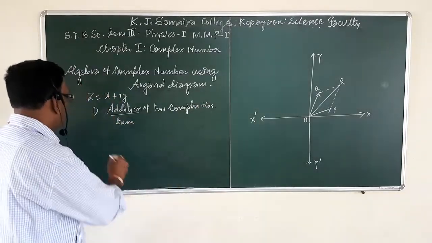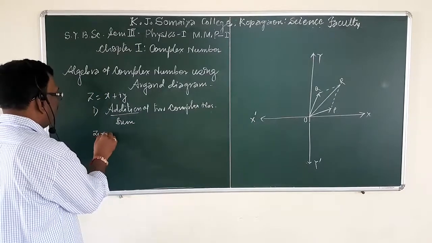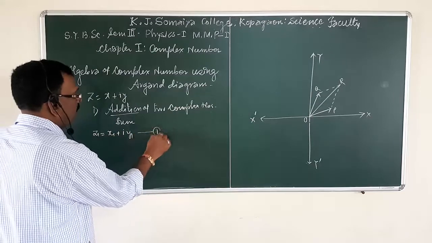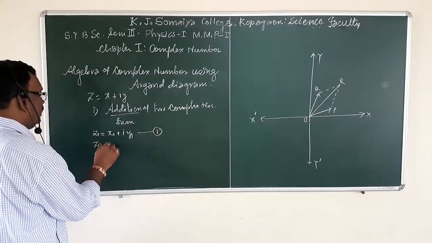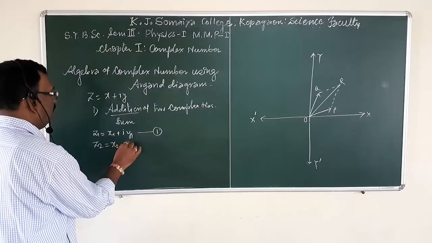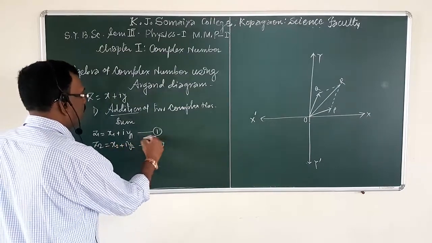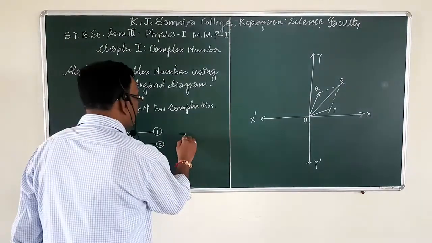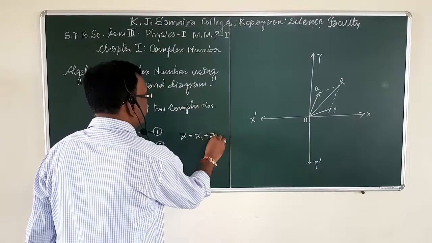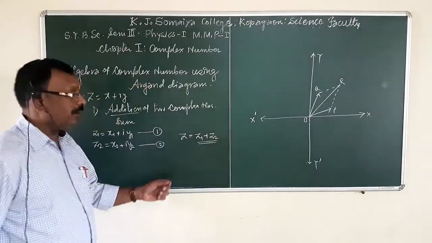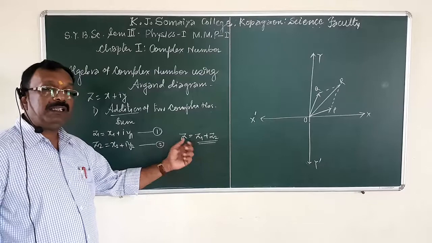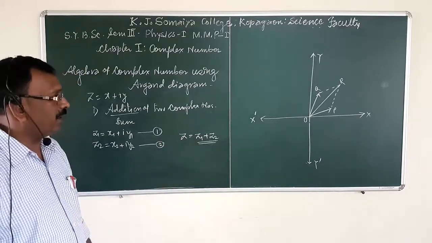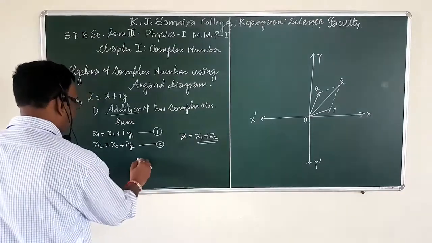For this purpose, consider 2 complex numbers. Z1 is equal to x1 plus iy1. Suppose this is equation 1. And the second complex number Z2 is equal to x2 plus iy2. Suppose this is equation 2. These 2 complex numbers when added, we get Z is equal to Z1 plus Z2. Note that the sum of 2 complex numbers is also a complex number. Hence we can write here.